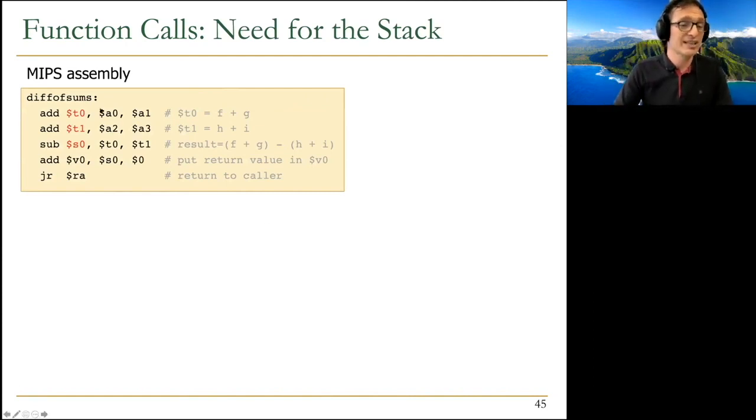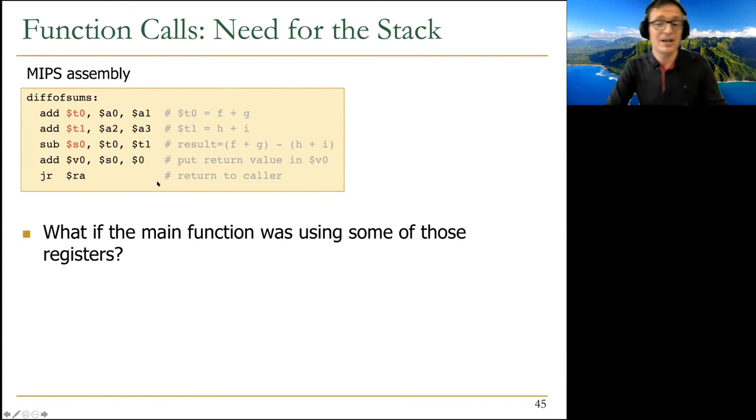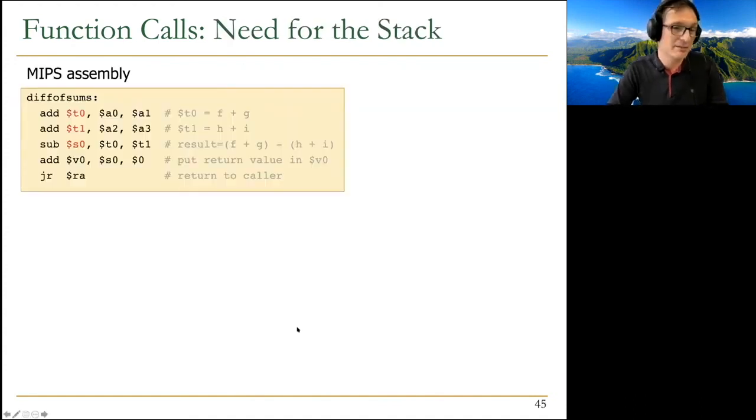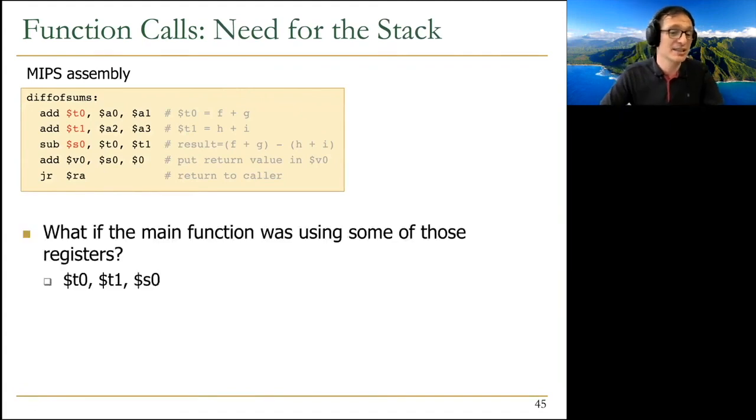So if you look over here, the diff of sums looks like this, right? T0, T1, S0. What if the main function was using some of those registers that were used by the diff of sums, right? T0, T1, S0. Well, too bad. You're overwriting them, right? So if you remember over here, we're using T0, T1, S0. And we didn't think about this, right? If the main function was using T0, T1, and S0, diff of sums is overwriting them.